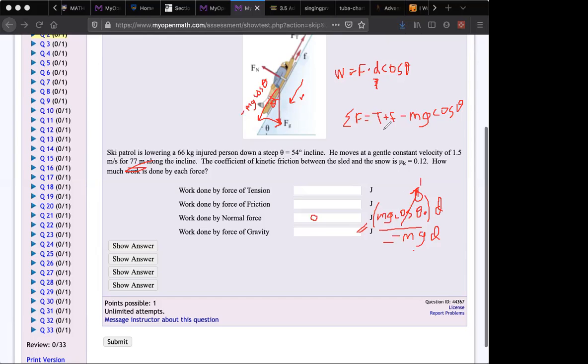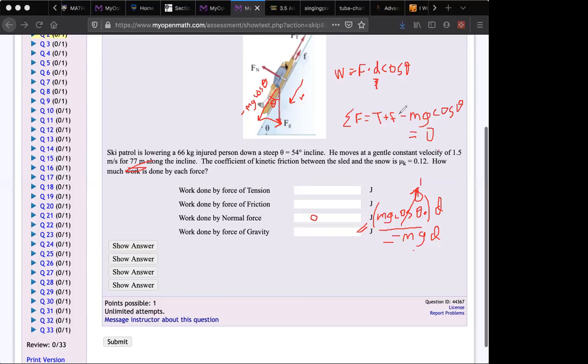members. So this tells us that the tension plus the friction minus this is going to equal 0 because we have no acceleration. It's a constant velocity, it says right here, so no acceleration. So these three have to add to equal 0. Well, we know this one. We know all the numbers for this one.